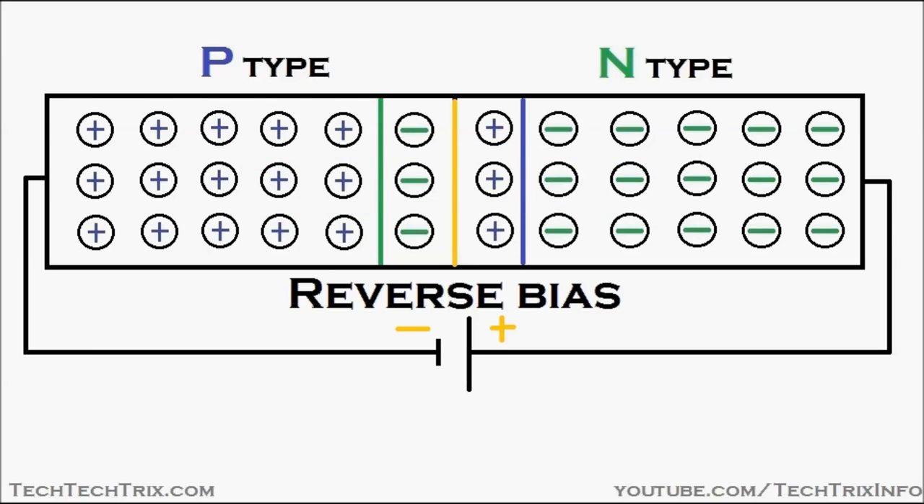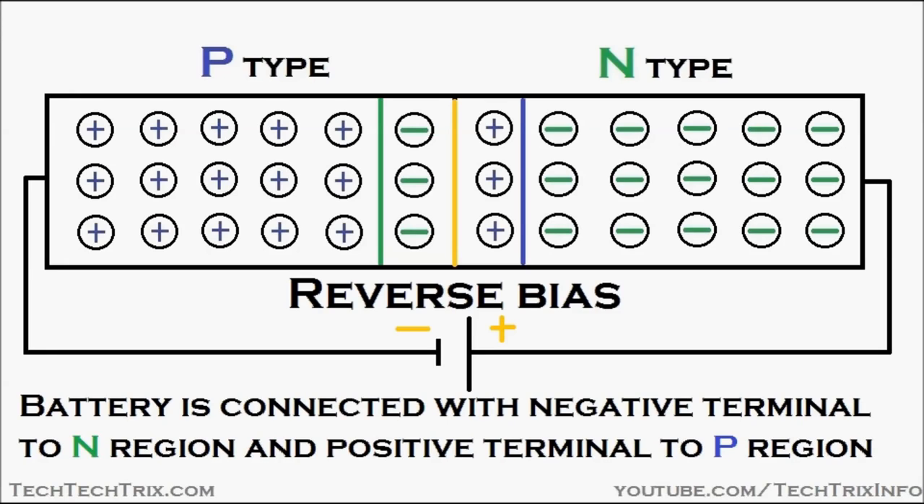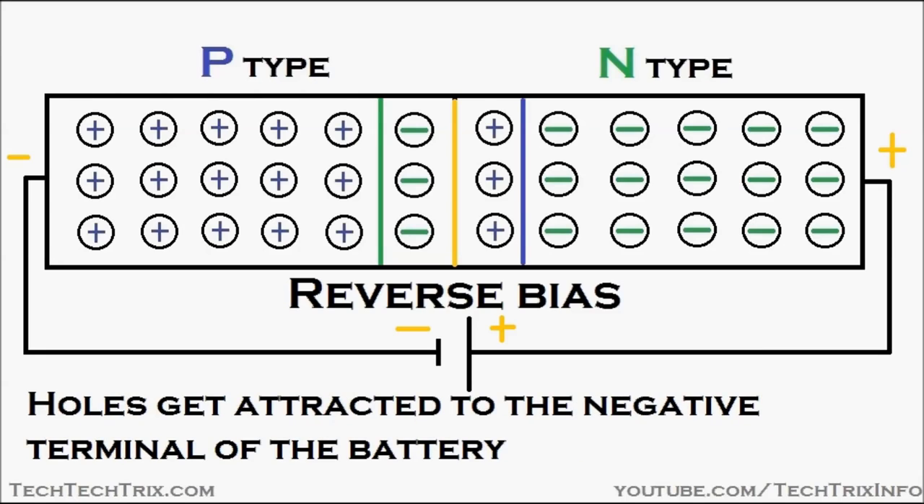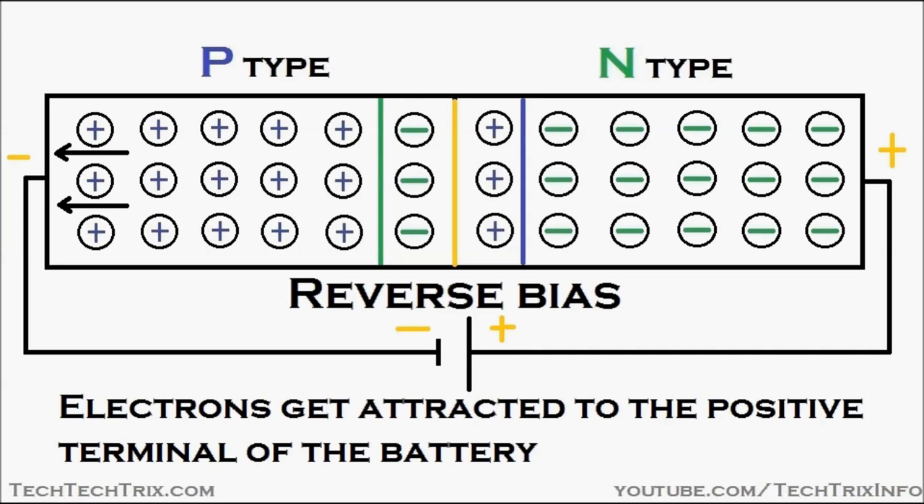Now let's see reverse bias. For reverse bias to be achieved in a PN junction semiconductor, the negative terminal of the battery is connected to the P-type semiconductor, and the positive terminal of the battery is connected to the N-type semiconductor. So holes get attracted to the negative terminal of the battery, and the electrons get attracted towards the positive terminal of the battery, as per the animation.